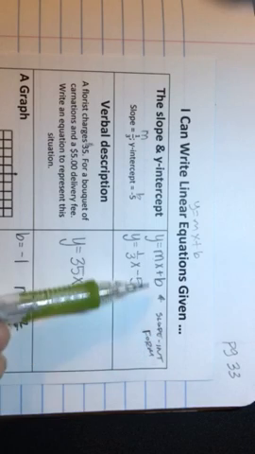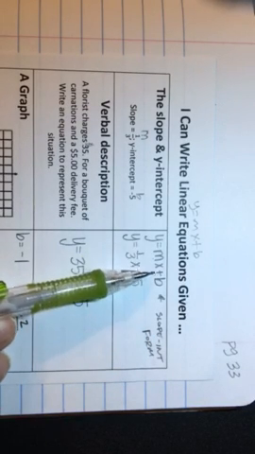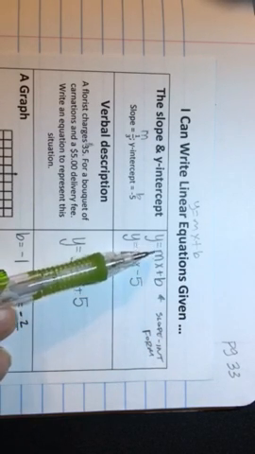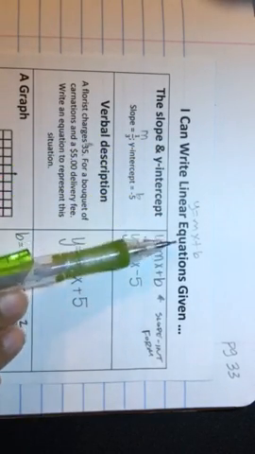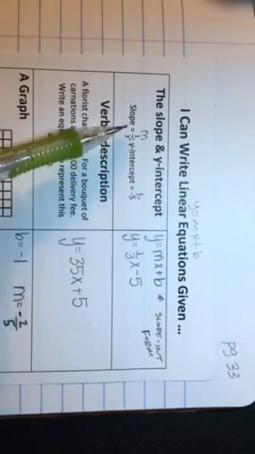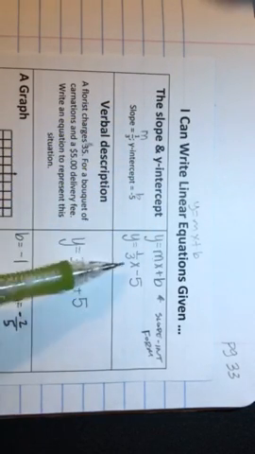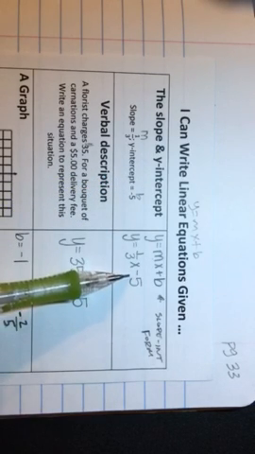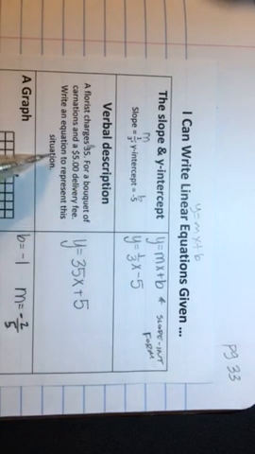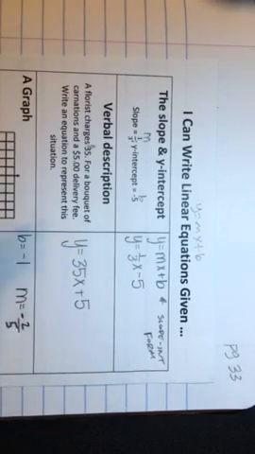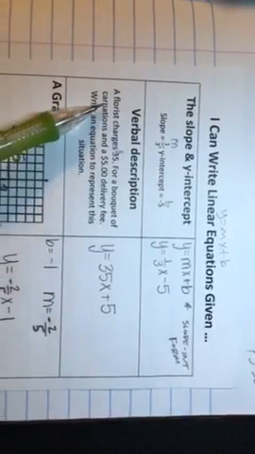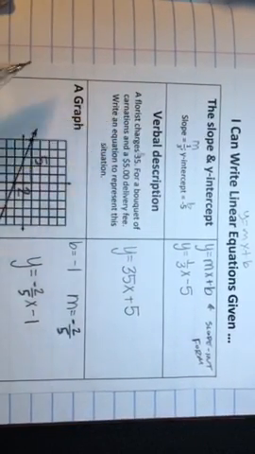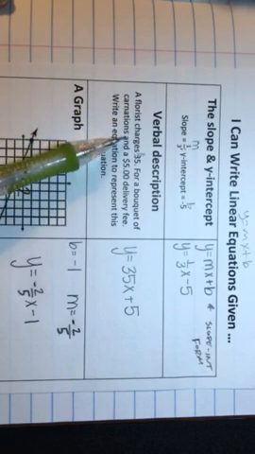Why is it called slope-intercept form? Because the slope comes first and then the y-intercept. So I can write a linear equation given a slope and a y-intercept. Well, that's easy enough. If your slope is 1/3, you're going to put 1/3 x. Your y-intercept is -5. We put -5. And then there's your equation. You're done.